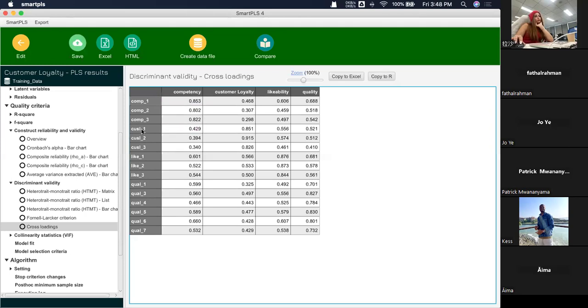Similarly, if you look at customer loyalty, you can see that the highest loadings are under customer loyalty, 0.85, 0.9, 0.8. And it is low on the other construct. Does it make sense now? Yes. Do you understand? Yes.